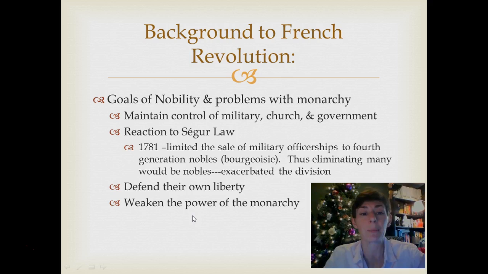So the goals of nobility and problems of monarchy really contributed to the development of the French Revolution significantly. They maintained control of military, the church, and the government. They had a very bad reaction to the Segur Law. In 1781, this limited the sale of military officerships to fourth-generation nobles, otherwise known as the bourgeoisie, thus eliminating many would-be nobles. So by preventing people from becoming nobility of the robe, they made this division worse, or exacerbated the division. They defended their own liberty, and they weakened the power of the monarchy in the process.